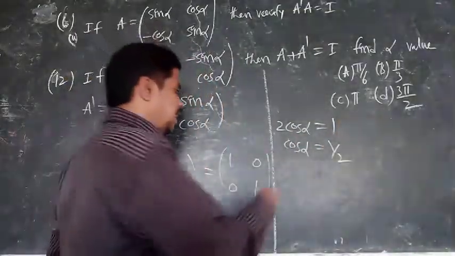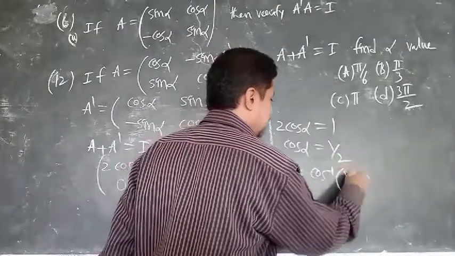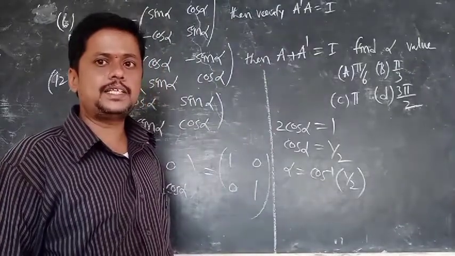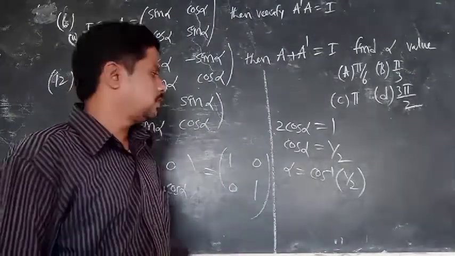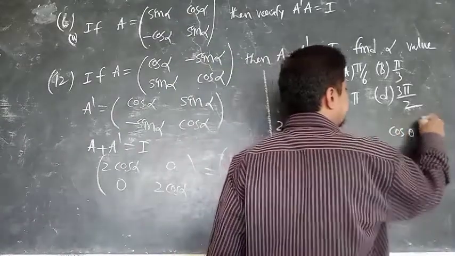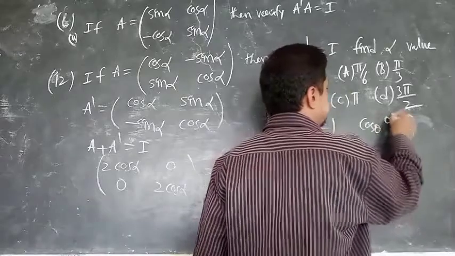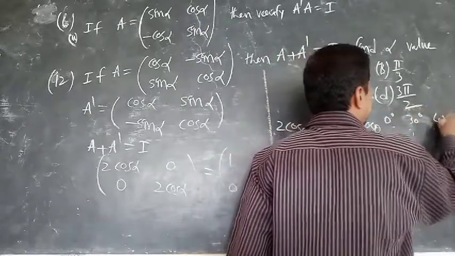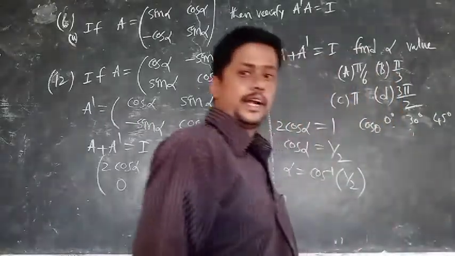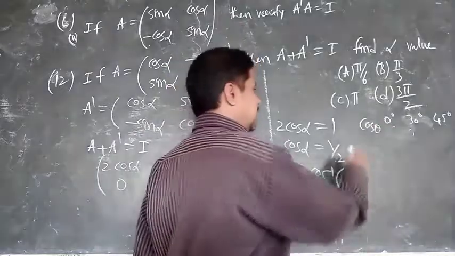And alpha is equal to what? Cos inverse of 1 by 2. What is cos inverse of 1 by 2? To find it, write the cos values. Cos theta values for 0 degrees, 30 degrees, 45 degrees, 60 degrees, 90 degrees. Okay, write down the values.